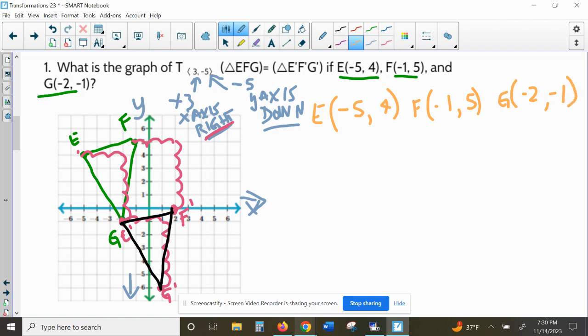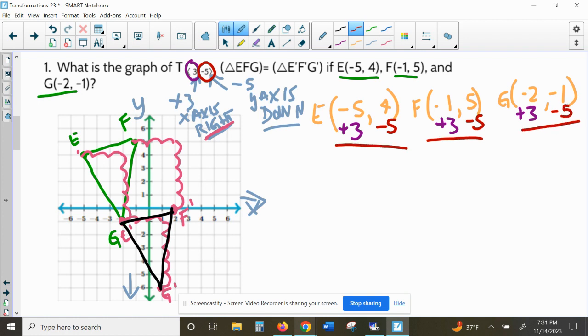Okay, so I'm going to go ahead and do this stuff to them, okay? So I'm going to add 3 onto the x coordinate. So I'm going to add 3 on this one, 3 on this one, 3 on this one. Okay, and then I have to subtract 5 on the y coordinate. -5, -5, -5. Okay, and then I just do some math. Now, you need to use your calculator because this is a -5 plus a 3. So -5 plus 3 is -2.